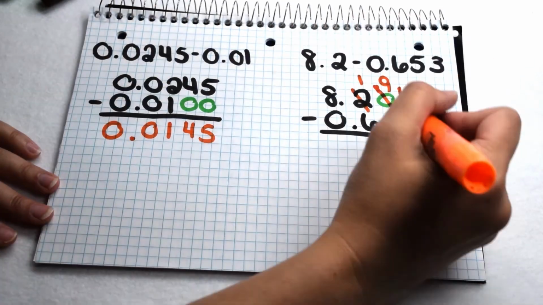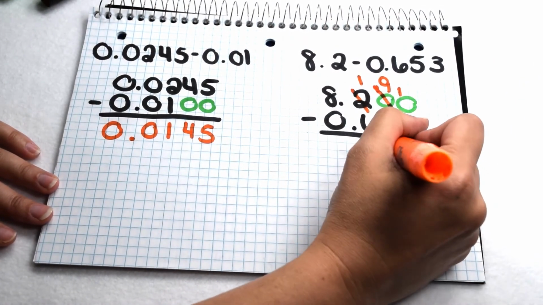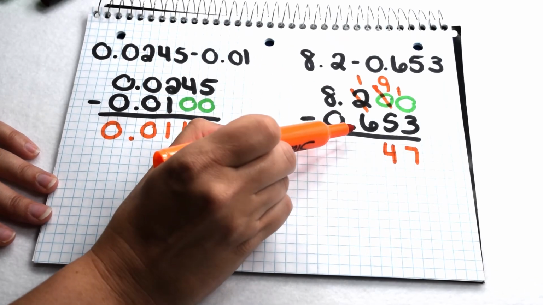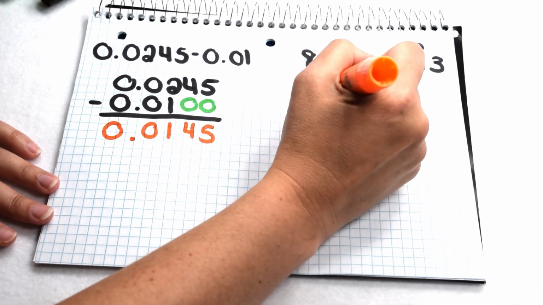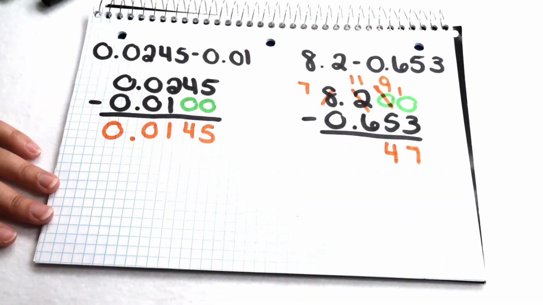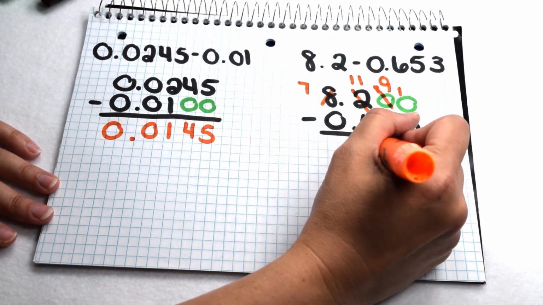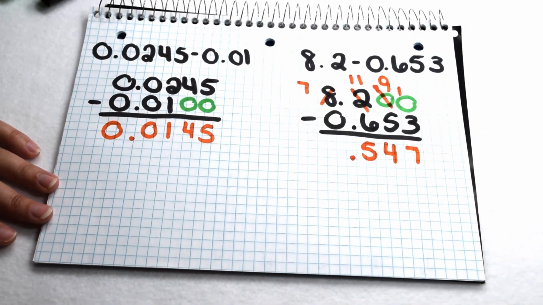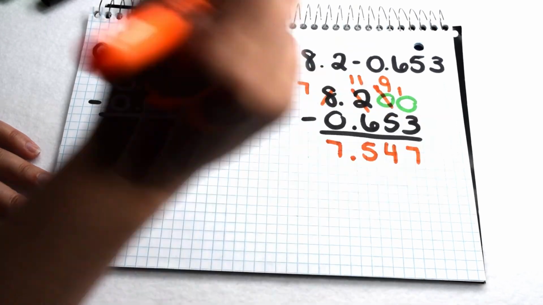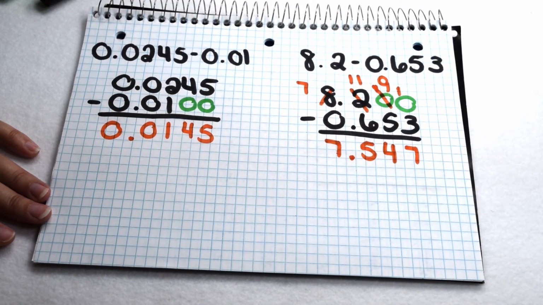10 minus 3 leaves me with 7, 9 minus 5 leaves me with 4. Here we have 1 minus 6, so we're going to have to borrow again. Borrow from the 8, that leaves me with 7, so now I have 11 minus 6, that leaves me with 5. Again, my decimal stays in its spot. 7 minus 0 then leaves me with 7, so I'm left with 7 and 547 thousandths.